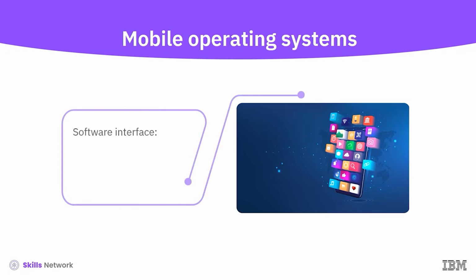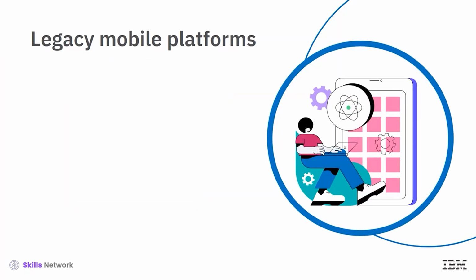A mobile operating system is the backbone of smartphones, tablets, and other mobile devices. It is a software interface that enables your device to run applications and programs. Over the years, several operating systems have shaped the way we use mobile technology.